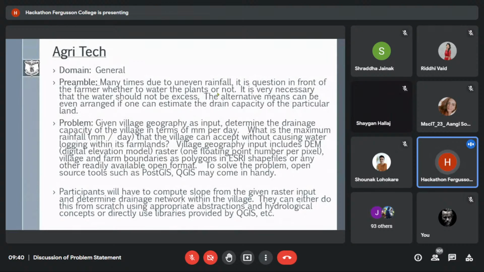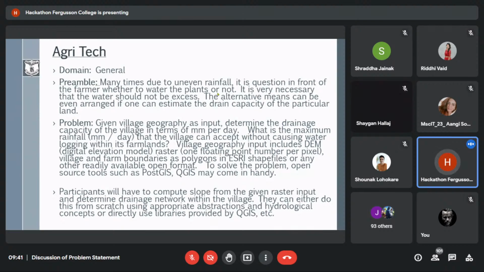My problem is that if I give a village geography as an input, can you determine the drainage capacity of the village in terms of how much water it can absorb? What is the maximum rainfall that the village can accept without causing any kind of waterlogging to the farmlands? Can we design such a mechanism, right? The guidelines given are just guidelines. You can have your own way of looking at this problem, and your own way of solving this problem, right? But here, as we mentioned, village geography can be an input.